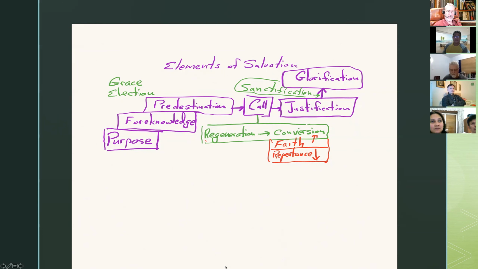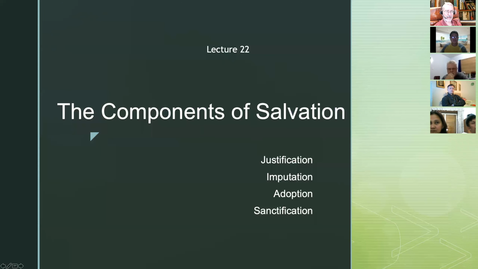This is a reminder that the process of salvation, the elements in the process, are fairly complex. There's a lot going on here. We're going to be looking at justification today, along with sanctification, and then a couple of terms that aren't even on this diagram, adoption and imputation. All of these words fit somewhere in the process. One of the great errors that particularly new Christians make when they're trying to understand how salvation works is to oversimplify.